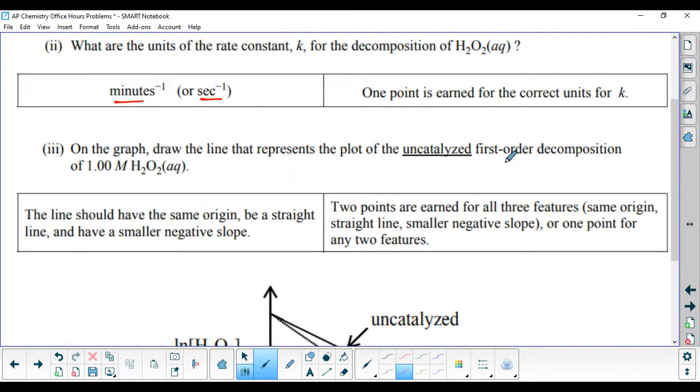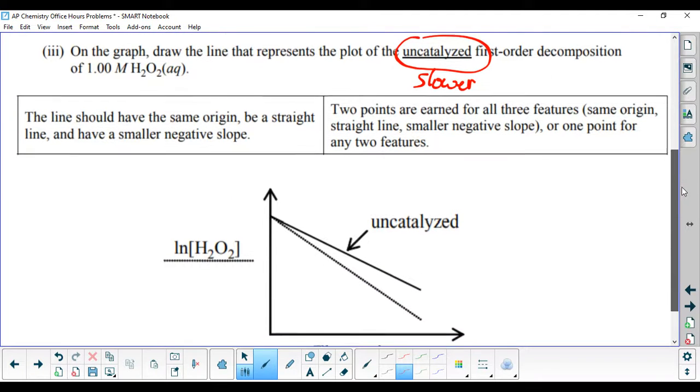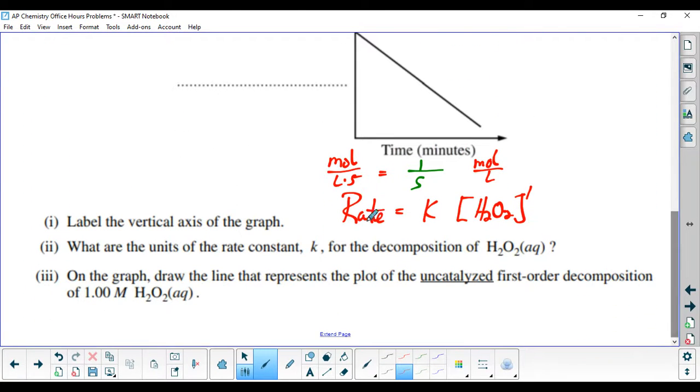On the graph, you want to draw a line that represents the uncatalyzed. You should think slower. How do I get a slower reaction? Well, you have to have a lower rate K value. That's how you reduce your reaction rate. So if I go back to my rate law, if I want rate to change, this is not going to change. I might start with the same concentration. Maybe it's like a 0.3 molar solution of H2O2. If I want the rate to be slower, the K value has to change.